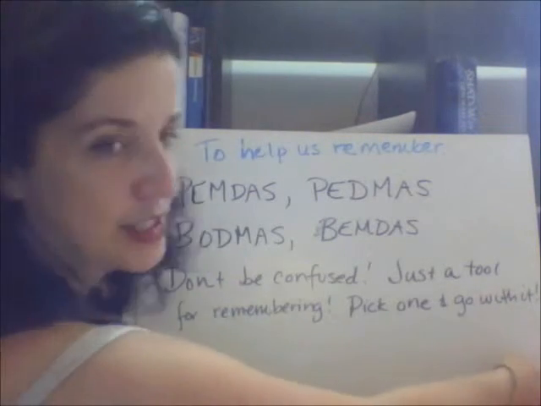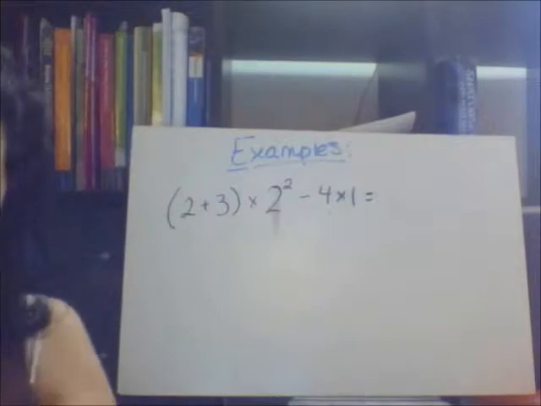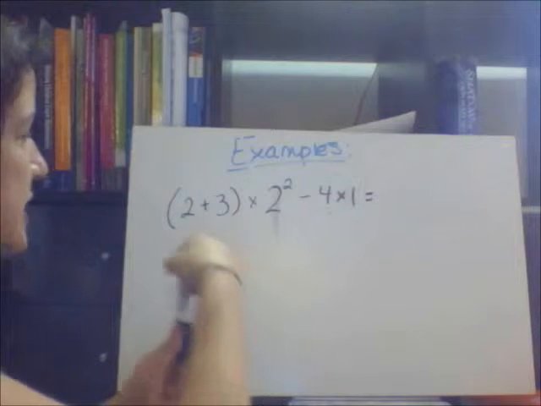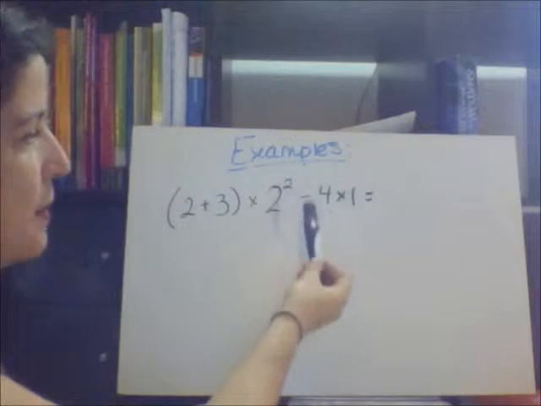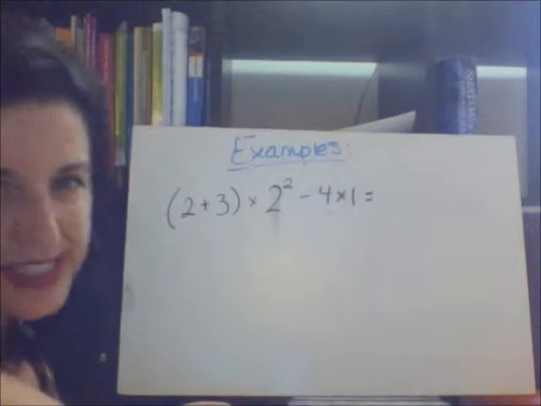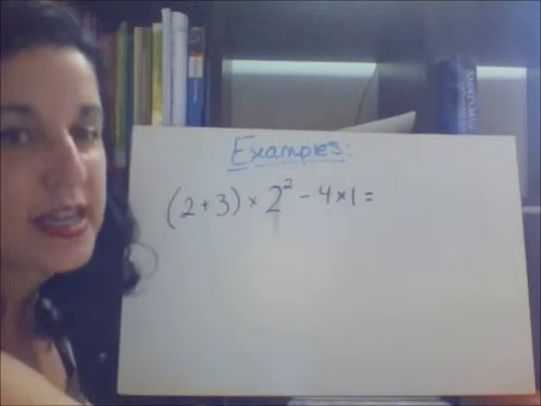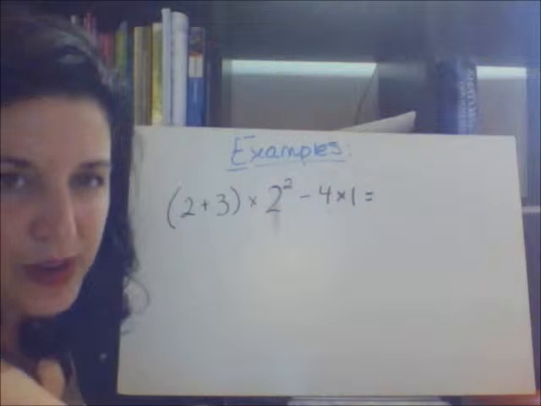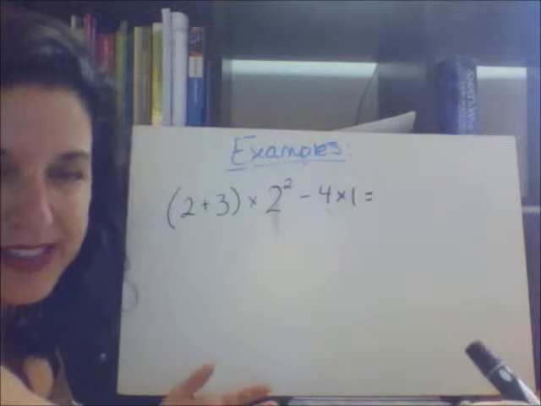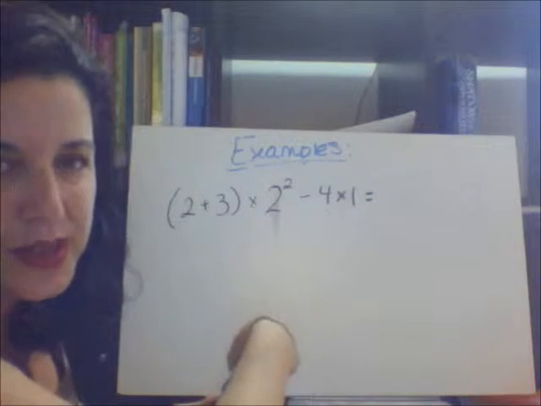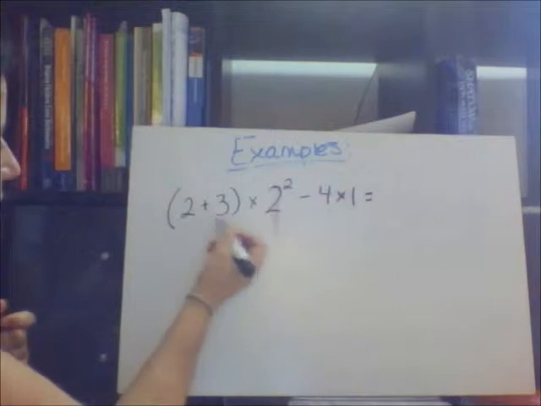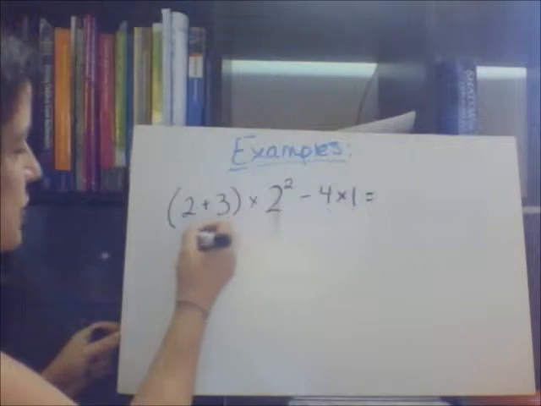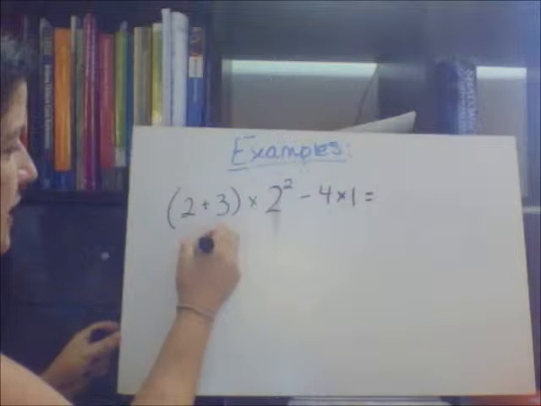Okay, so let's look at a few examples. Here's one: 2 plus 3 times 2 squared minus 4 times 1. Gee whiz, that's a long problem. How do we start? Thank goodness we have the order of operations. I'm going to say PEMDAS, so we start with parentheses, or brackets for BEMDAS. That's here, 2 plus 3, so we do that one first. 2 plus 3 is 5.